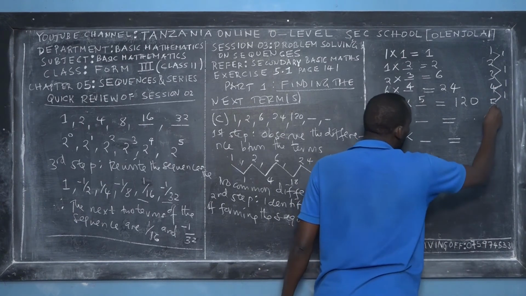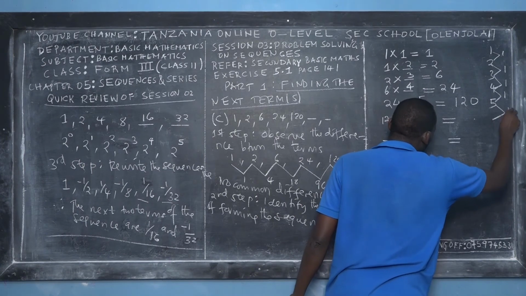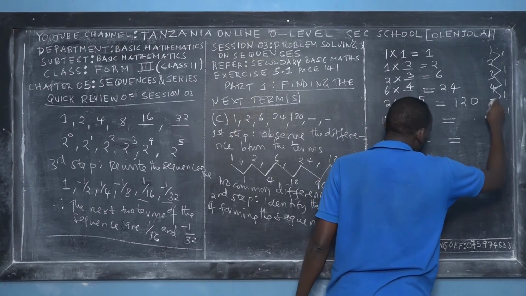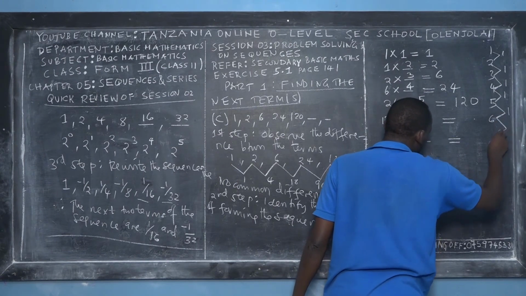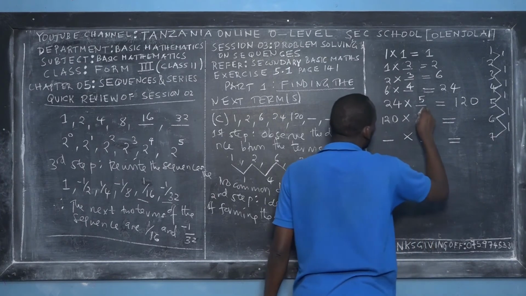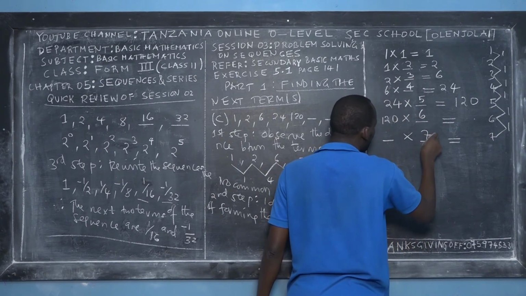So if it is 1, then the common difference between this and the unknown terms will be what? It will be 1, which is 6. So you take 1 plus 5, it is 6. Again, the common difference between 6 and the unknown term is 1, so it will be 7. So the response here is 6 and here it is 7.